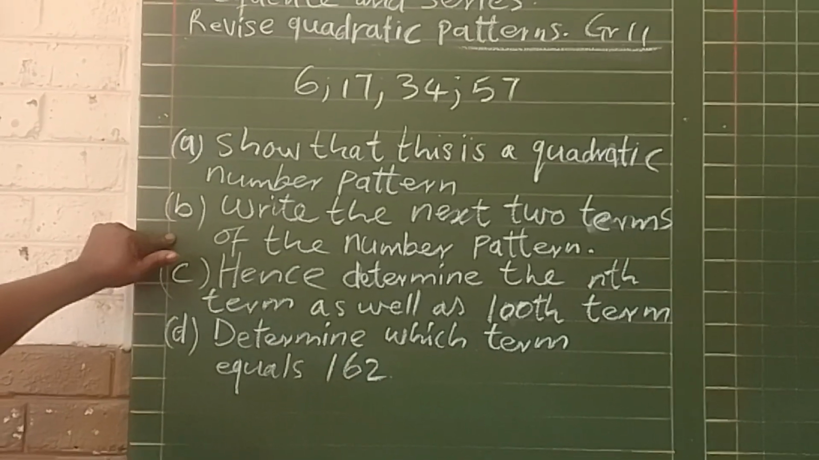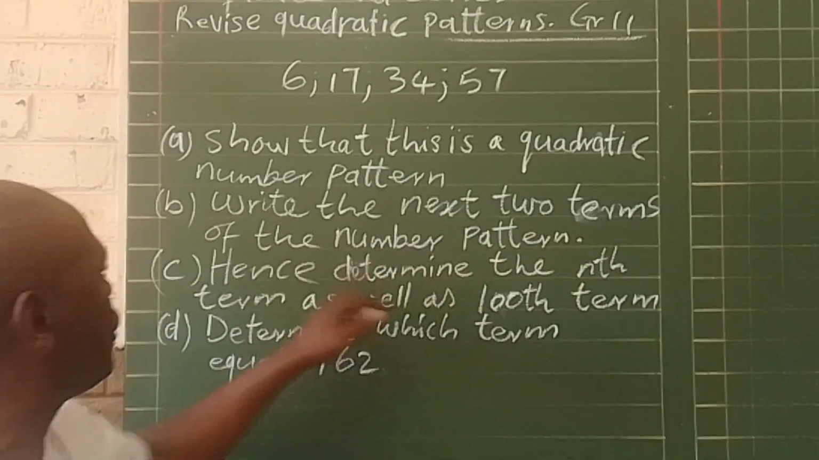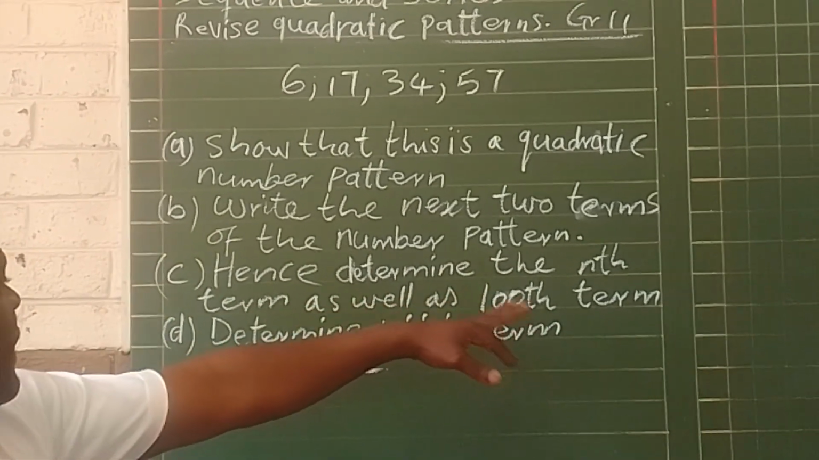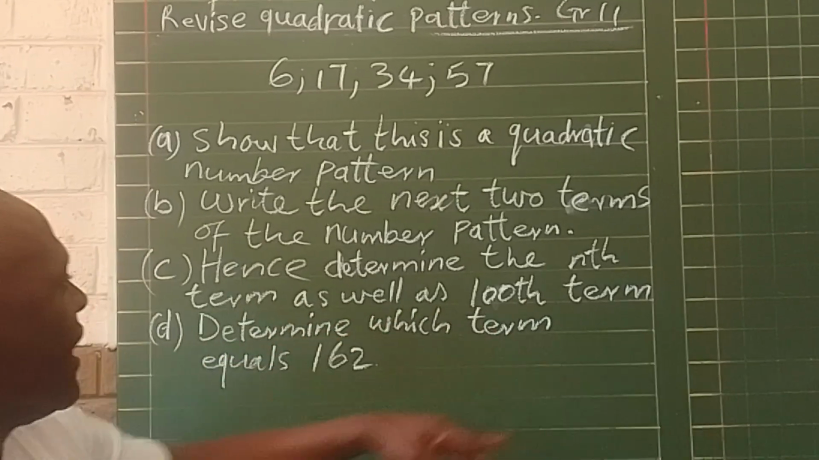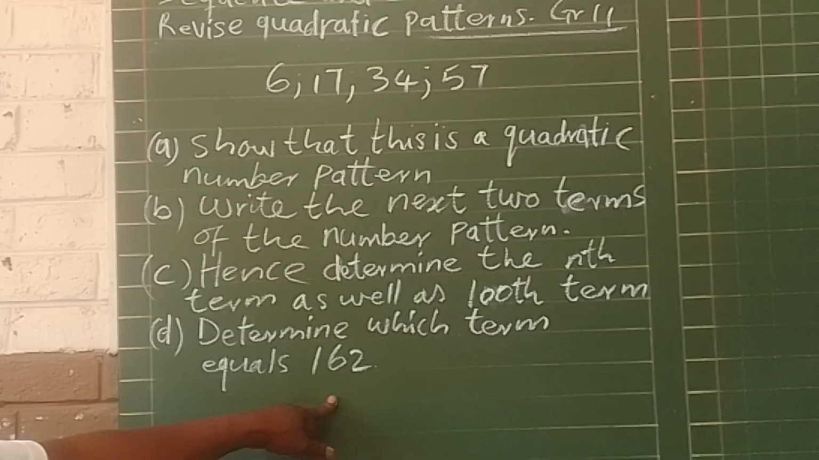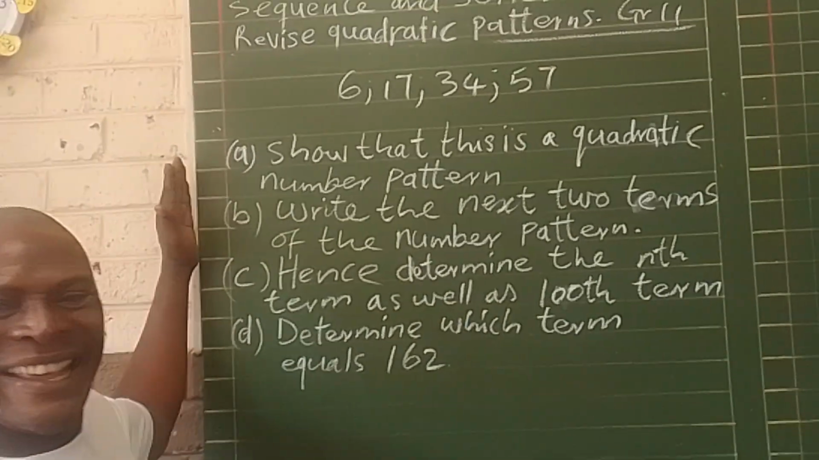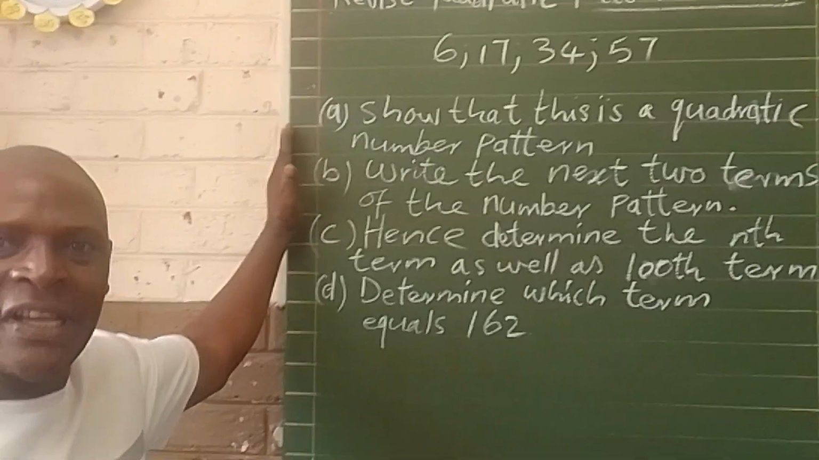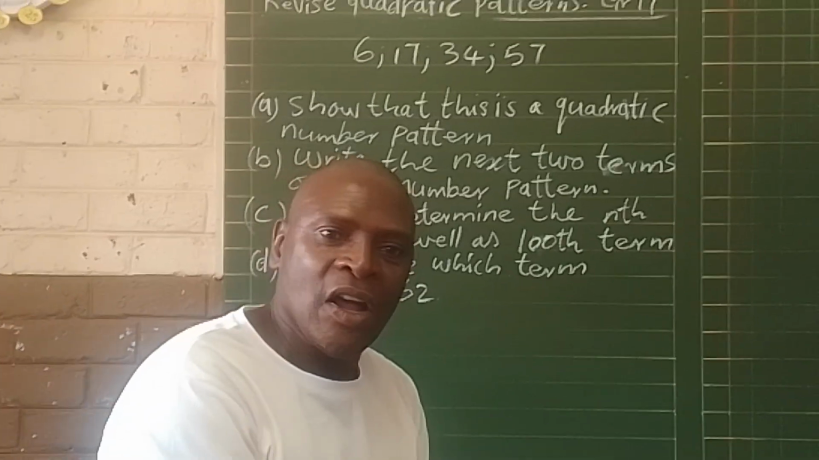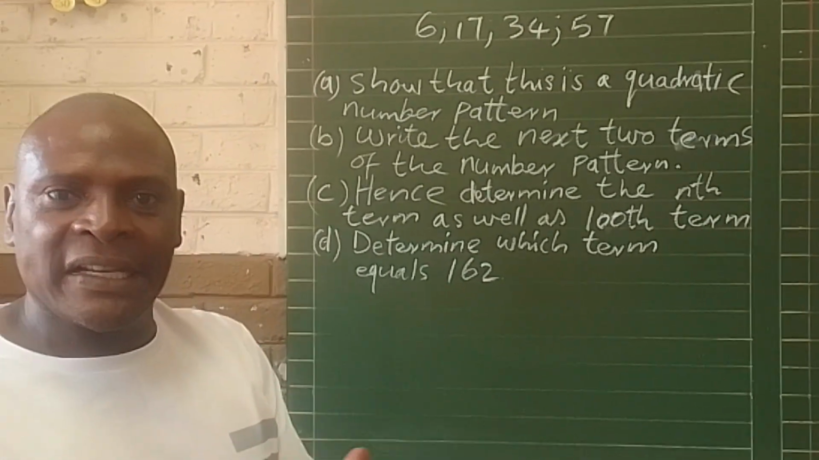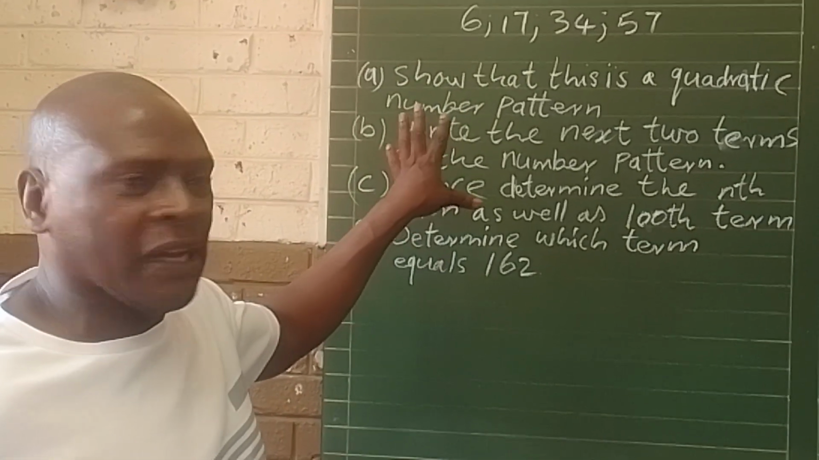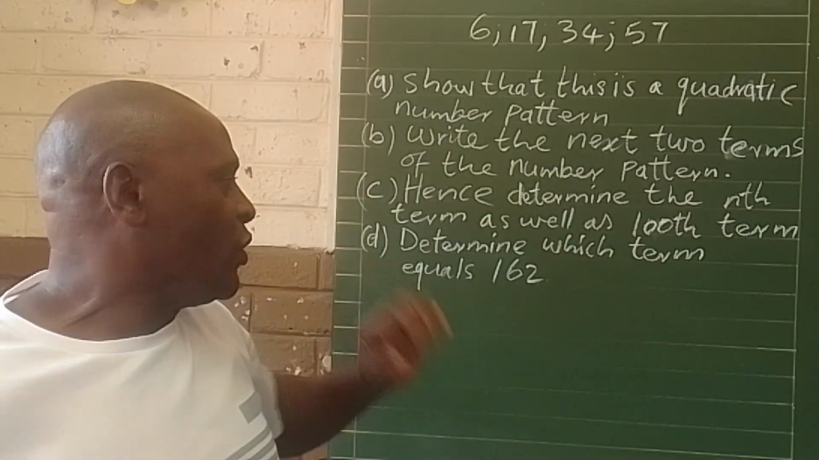Right, number 2, which is B. Write the next two terms of the number pattern. C, hence determine the nth term as well as the 100th term. D, determine which term equals 162. Mind you, this is an exam type question. Everything that we do, I make sure that you are on a par with the standard of the examination. Your exam is not different from this one. So if you can grab this, then you're going to crack your examination.